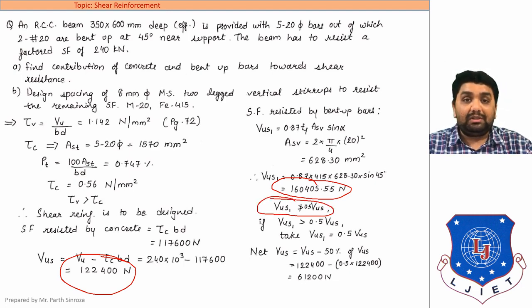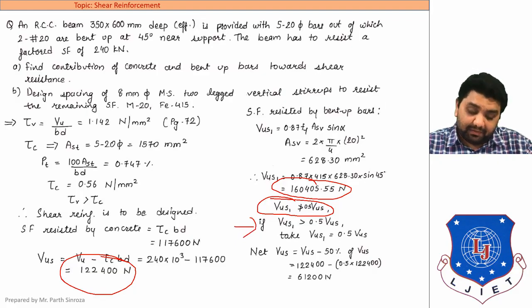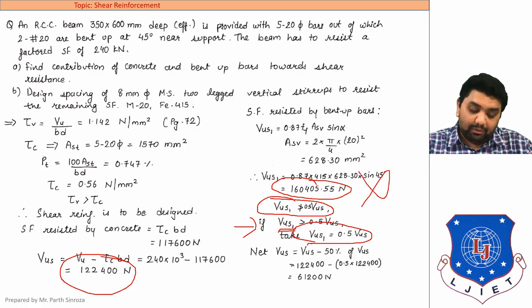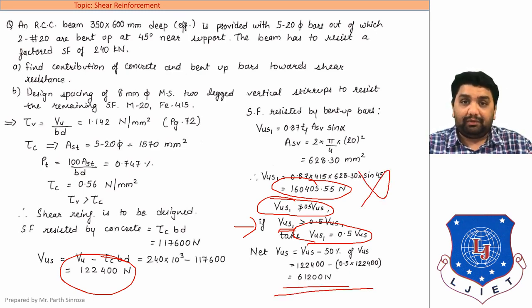So by comparing it we can see that this relation is not satisfied. Clear? That means VUS1 is not less than or equal to 0.5 VUS. So whenever this relation is not satisfied, we will always take VUS1 equal to 0.5 VUS. That is, the shear to be resisted by the bent up will always be equal to 0.5 into VUS. So now this value is not required. We will be using directly this value, that is VUS1 equal to 0.5 VUS.